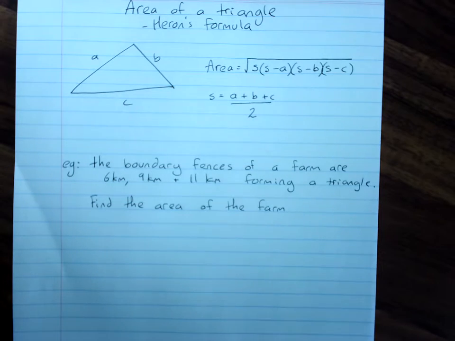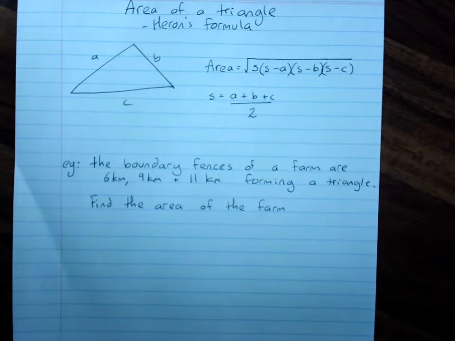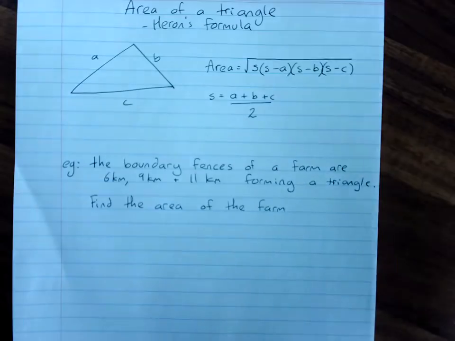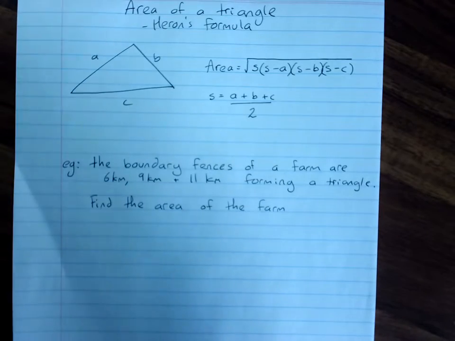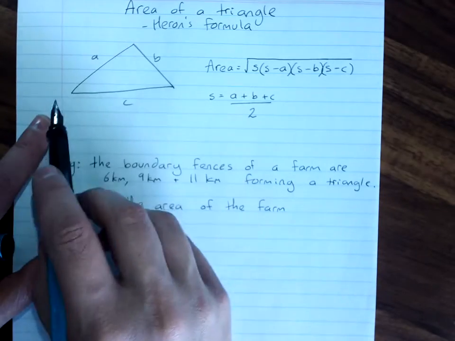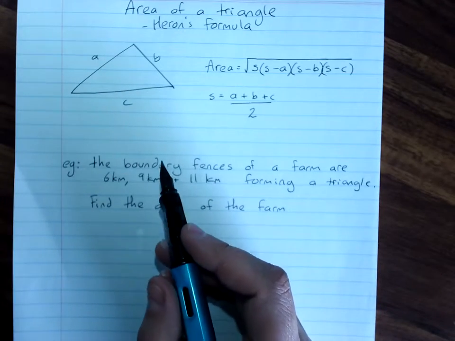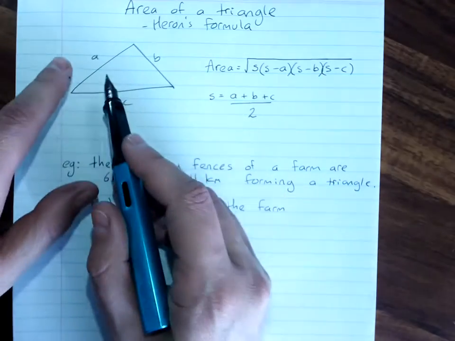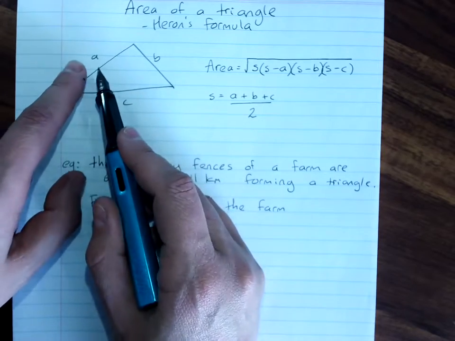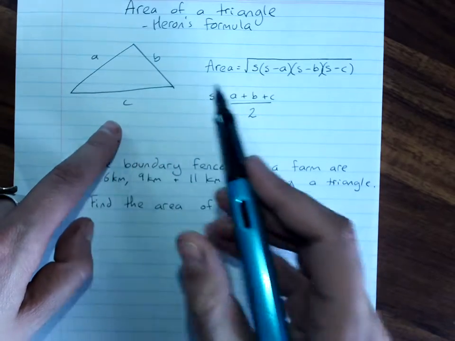Heron's formula for finding the area of a triangle given three sides. When we have three sides of a triangle and it's not a right-angled triangle, Heron's formula will let us find the area. The sides of a non-right-angled triangle are A, B and C.